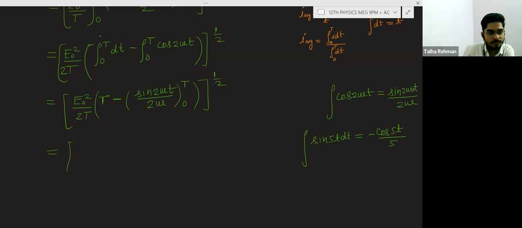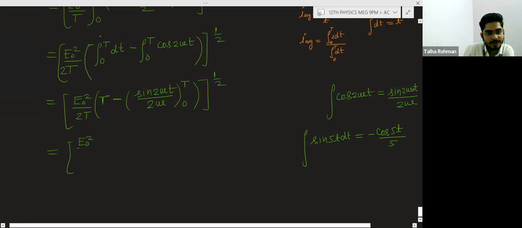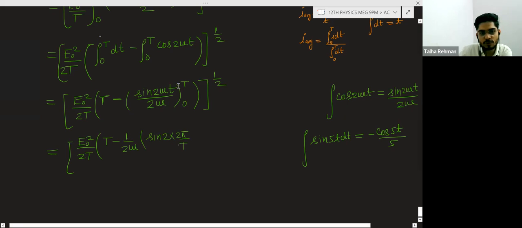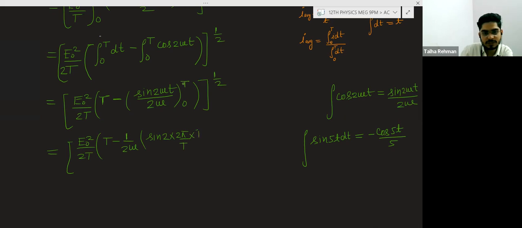Now this is E naught square divided by 2t, and this is t minus, now this 1 by 2 omega can be taken out. Now you will put the value of the upper limit in this. So you will write here sine 2, instead of omega you can write 2 pi by t, and instead of this small t, you will put the upper limit. So this is t minus, this is 0, so this will become sine of 0 degree. This is whole power 1 by 2.